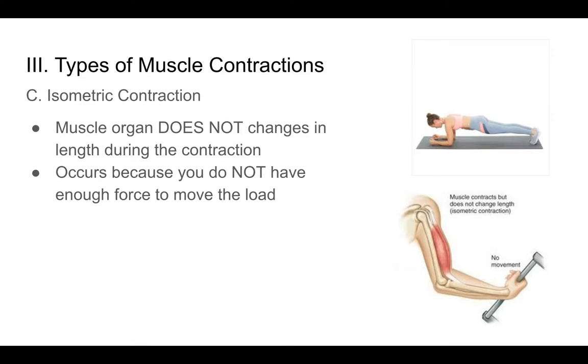And so a great example of that would be planking, right? So in planking, you're pushing on the floor. And so you are exerting a force on the floor, but the floor is not going anywhere. Your force is not going to move that floor. And so in this scenario, the muscles in her arms are in an isometric contraction.